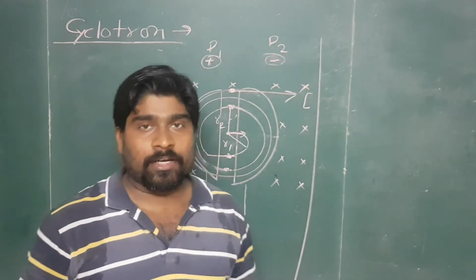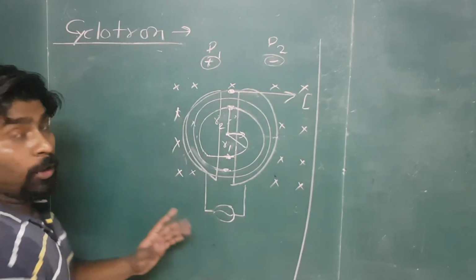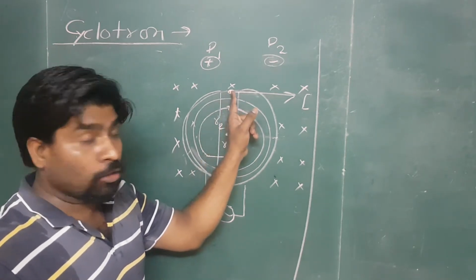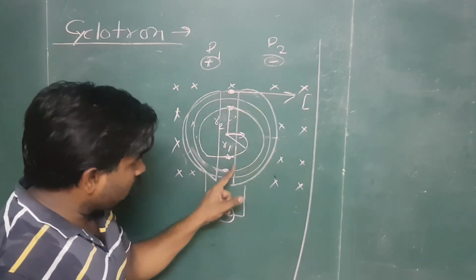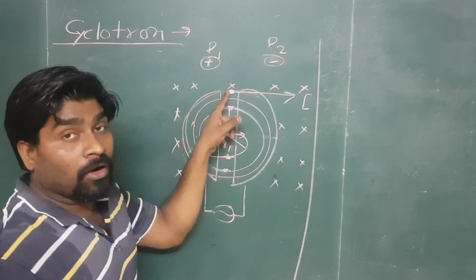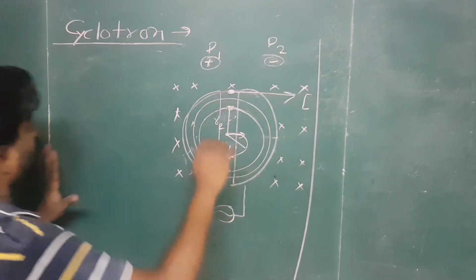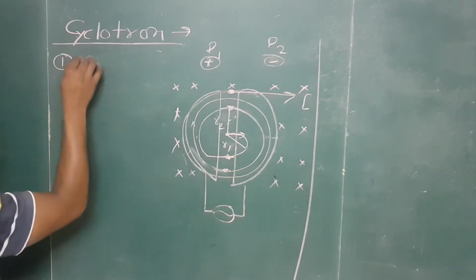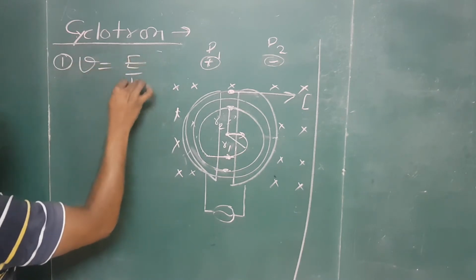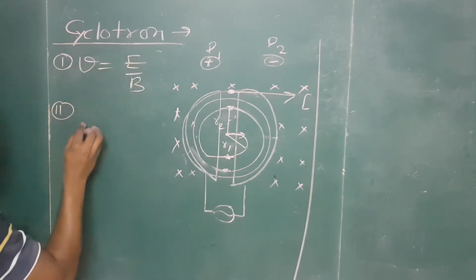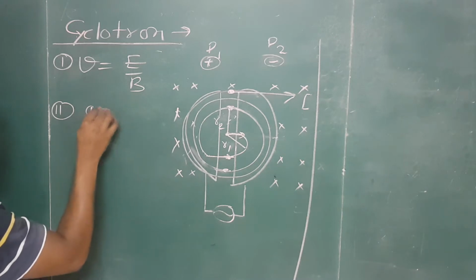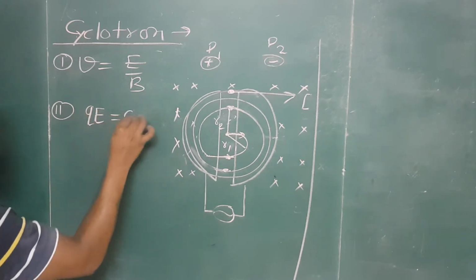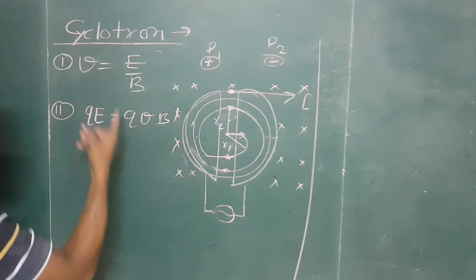Coming to the derivation of the cyclotron. As I told you, the time period for the particle to come from this point to this point and from this point to this point will always be equal. We know that v is equal to E by B. We also know the electric force qE is equal to qvB, and this formula comes from here.